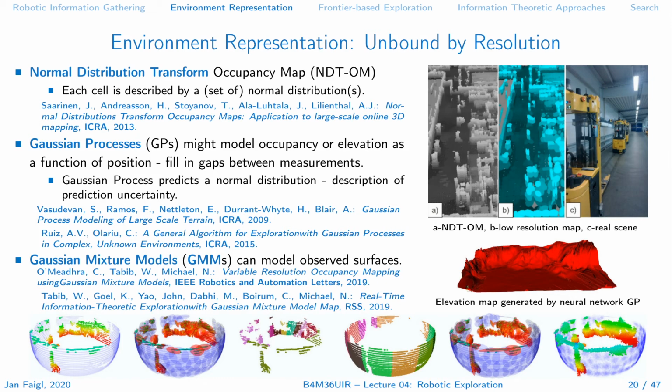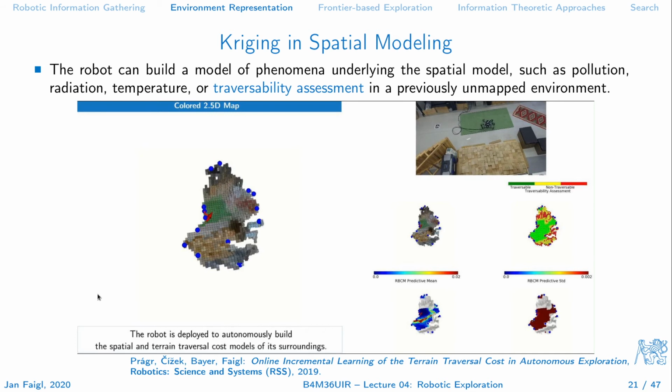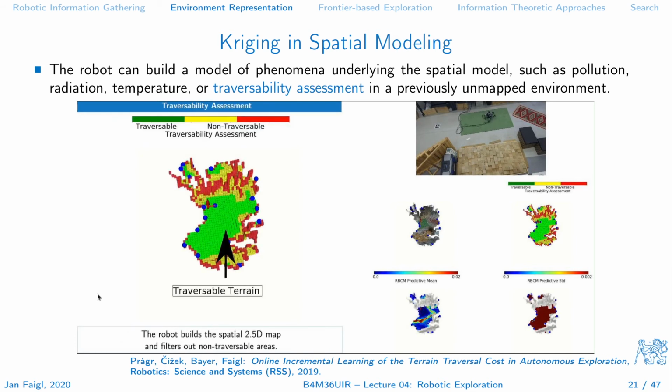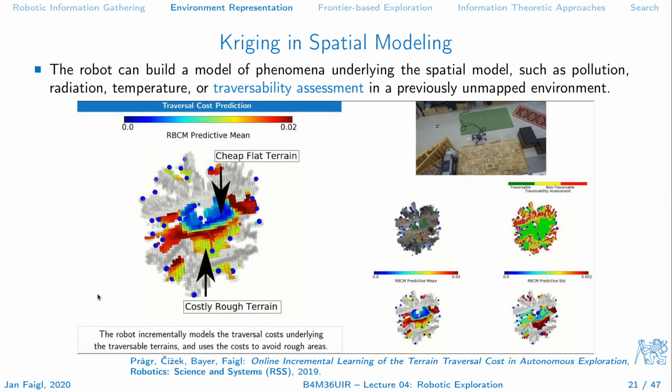If you are interested in other representations of the environment, you can follow these references that will provide you a good starting point. There is also this one, which is relatively new, by Vani Tabib. If we have a Gaussian process for modeling the spatial, but maybe not really the spatial, we can consider that we are modeling some other phenomena. So we can consider kriging in spatial modeling.